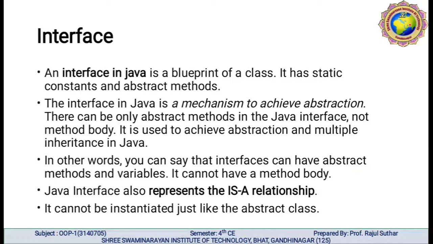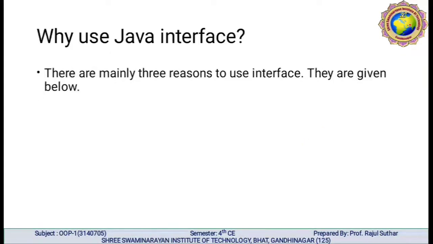We are all familiar with the types of inheritance in Java. One of the most important is multiple inheritance. In other words, you can say that an interface can have abstract methods and variables. It cannot have a method body. A Java interface also represents the is-a relationship. It always uses the is-a relationship. It can't be instantiated, just like an abstract class.